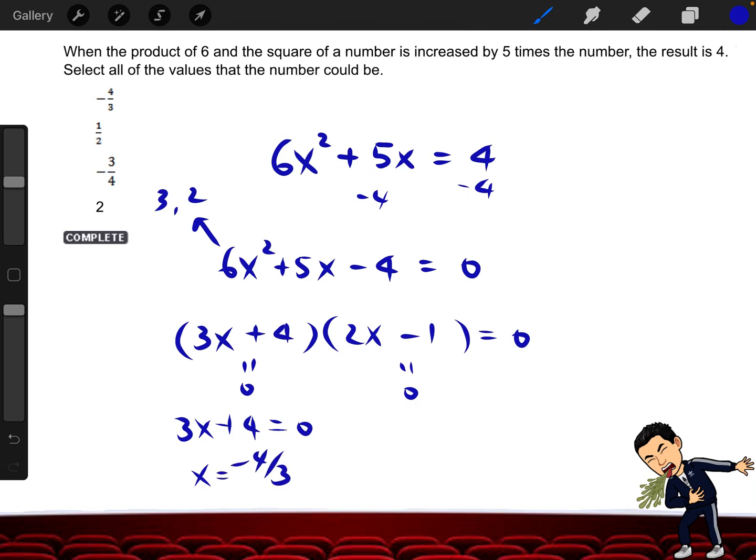And then make sure you check the first one. So 2x minus 1 equals 0. x is going to equal positive 1/2. So check the second one as well.